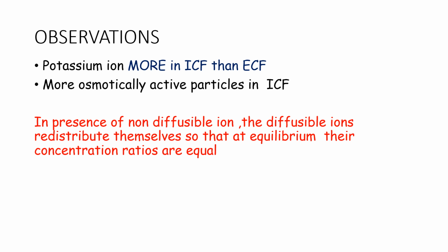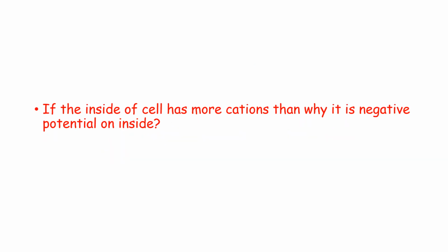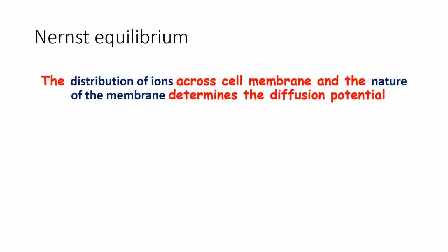So if we say we have no more potassium ions on the inside, in the intracellular fluid, then how is it possible that our membrane has a negative membrane potential? Let us try to understand it. The resting membrane potential is then contributed by a third important factor, which is given by the Nernst equilibrium, which allows the distribution of ions across the cell membrane, and the nature of the membrane determines the diffusion potential. So let's understand this concept.